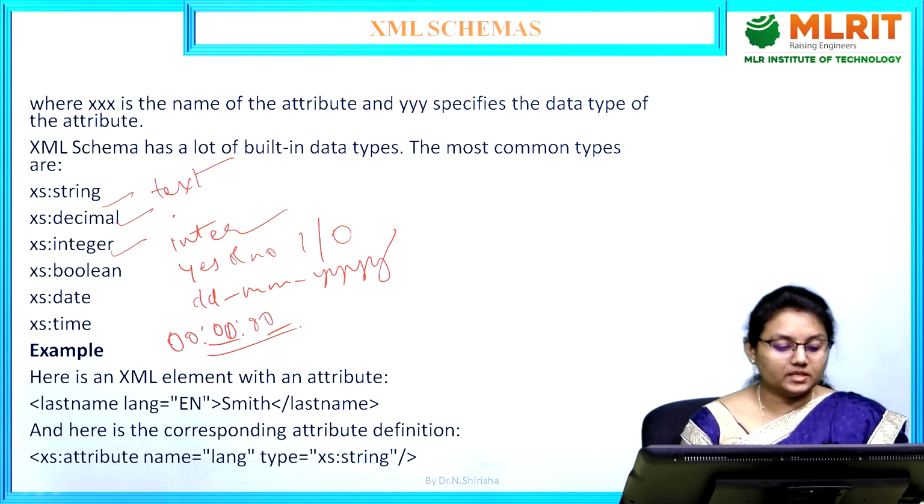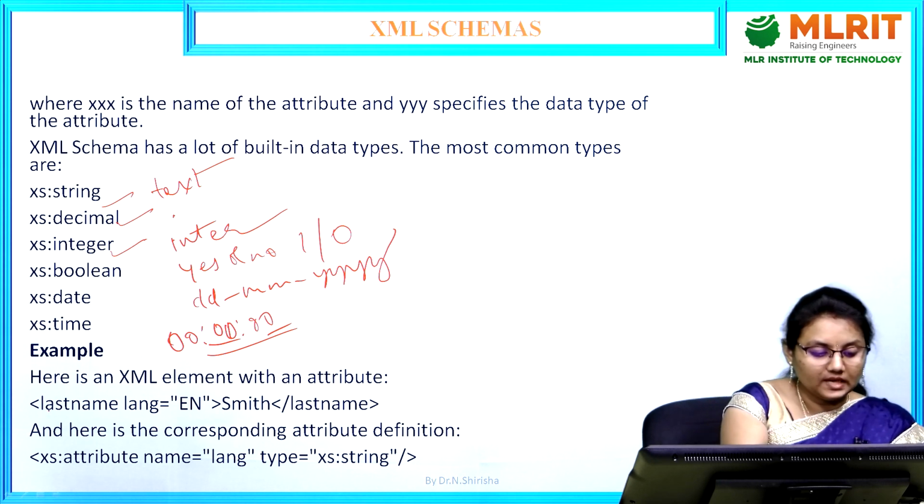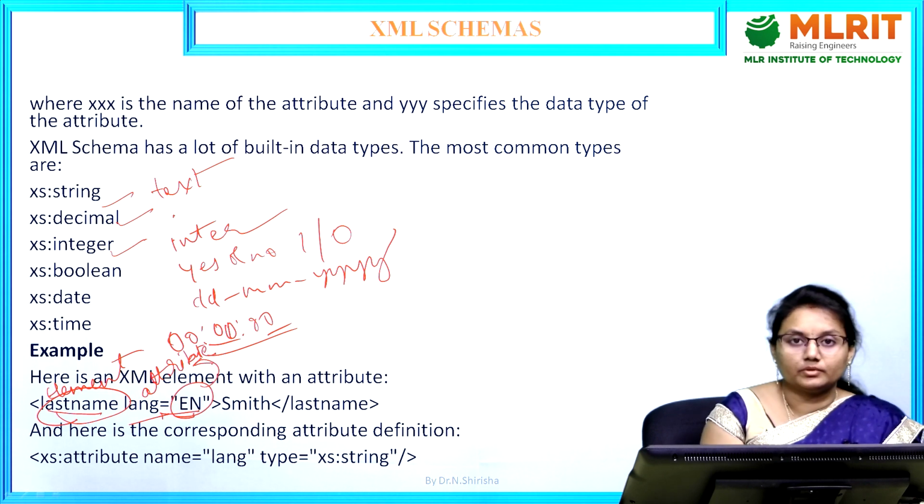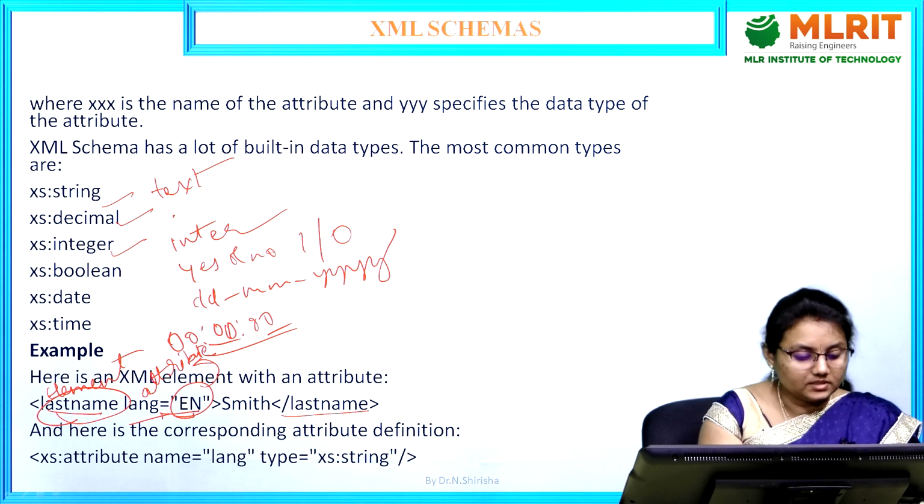So, here is an XML element with an attribute. Last name, language. What is the last name? It is an element. What is lang? Attribute. What is en? The value of this attribute. Okay. So, last name is closed.